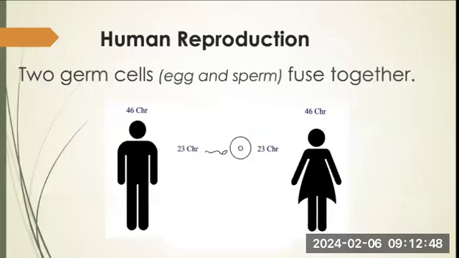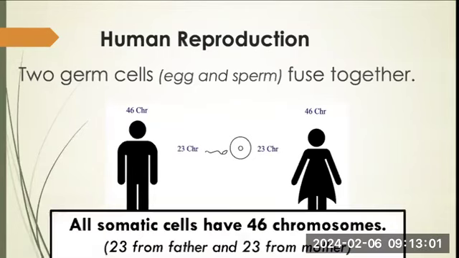No questions. Okay. So with human reproduction, you have the two germ cells, the egg and the sperm, and they come together. So you get 23 chromosomes from the father, 23 chromosomes from the mother, and you end up with 46 chromosomes. With mitosis, it just has the 46. It just keeps passing on the 46 chromosomes. With meiosis, it splits it so that you have some from both.